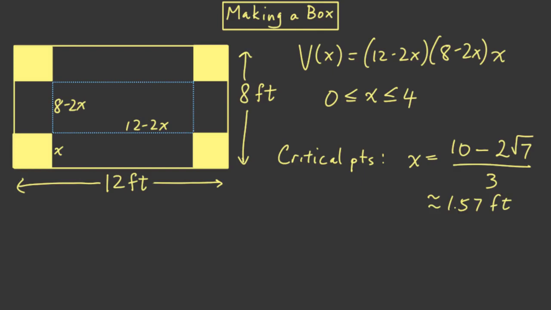All right, and we also needed to check the endpoints as usual. So if you plug either of the endpoints in, then you're going to get V equals 0. That's something you may have anticipated if you remember why the endpoints are what they are. x equals 0 gives us a box with no height. x equals 4 gives us a box that's infinitely skinny, no width. But sometimes it's not so clear that the endpoints are not what's going to be optimal, in which case you definitely want to make sure to check them numerically.